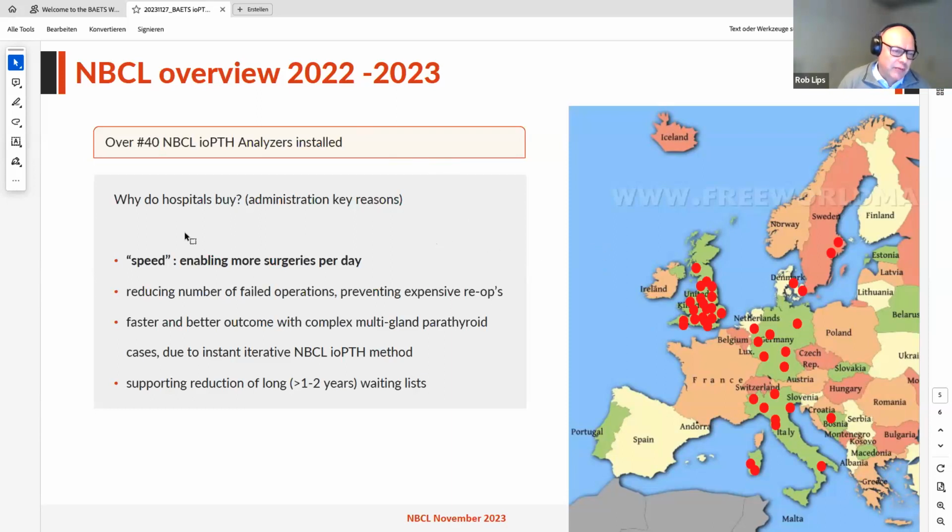And what we hear from the hospitals when they are buying the machine, especially in discussions with the administration and the business cases which are made, is that the most important arguments are speed: doing faster surgeries enables more surgeries a day, and it reduces the number of failed operations and prevents re-ops. And at the end, it also supports reducing the longer waiting list.